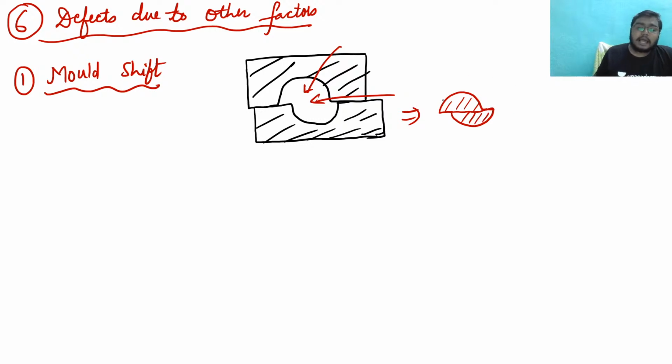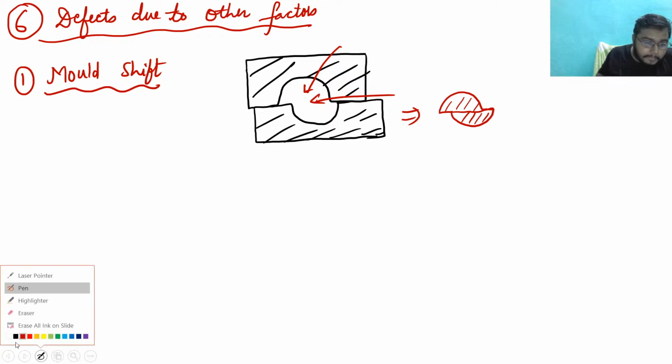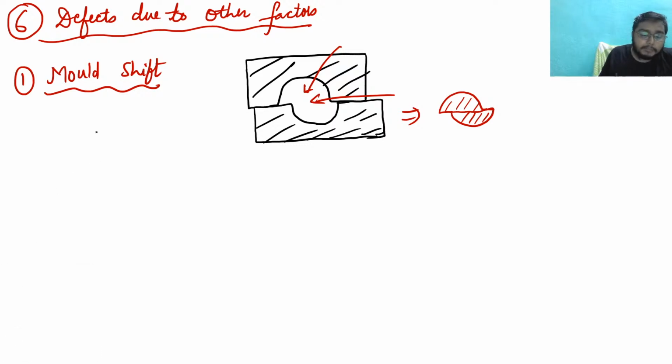See, this is actually known as mold shift. My mold actually shifted. Clear? Now see, how can you prevent these kinds of mold shift? By using the dowel pins. See what you can do here.